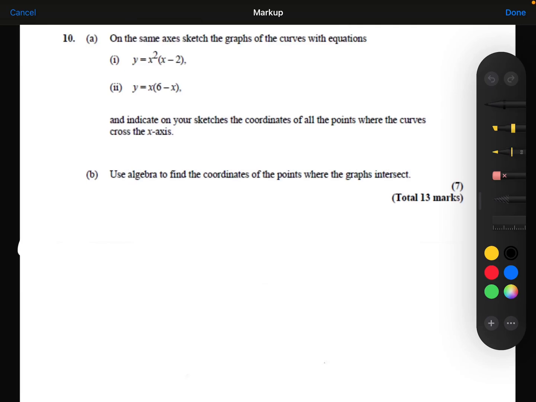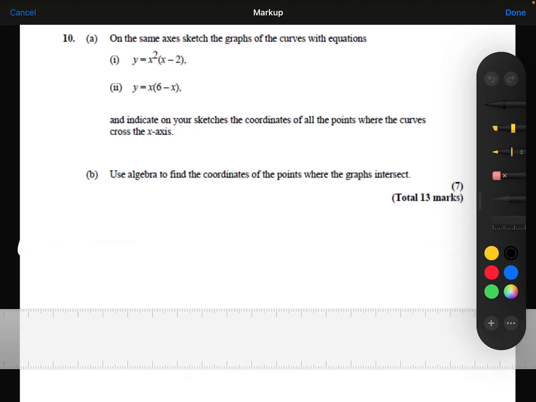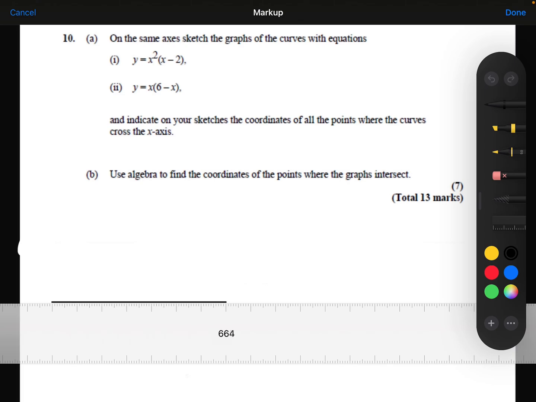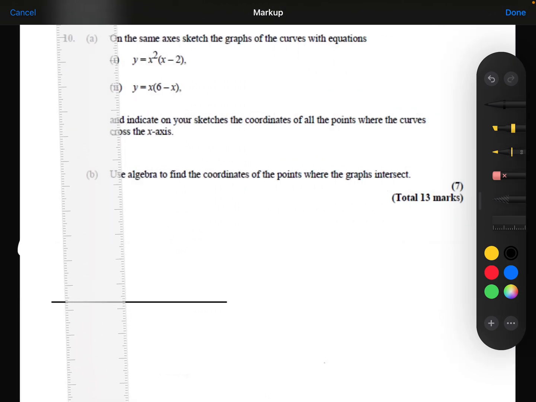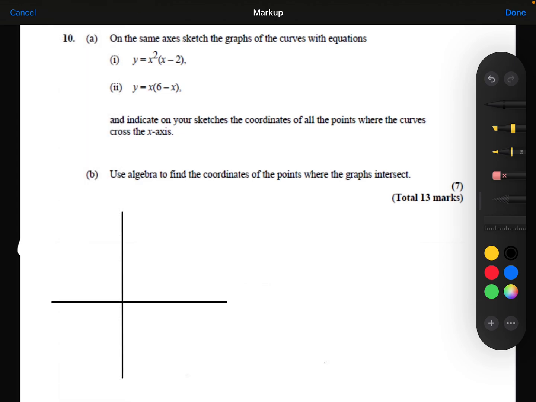Part A. On the same axes, sketch the graphs of the curves with the equation y equals x squared times x minus 2 and y equals x times 6 minus x. So let me draw a set of axes here. There's my x-axis. Here's my y-axis. Right, in blue, we'll draw this cubic.